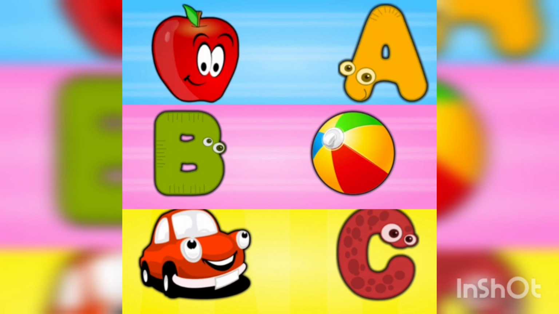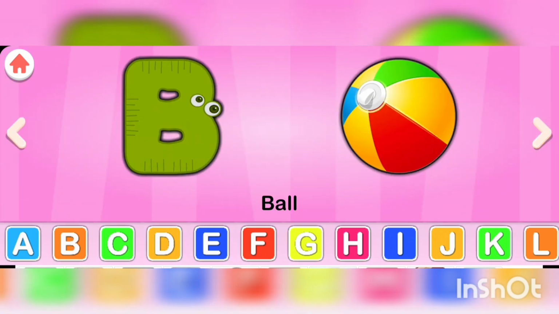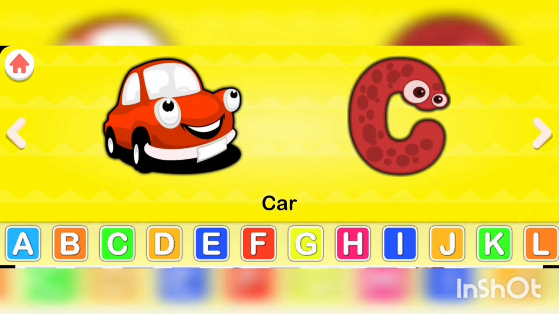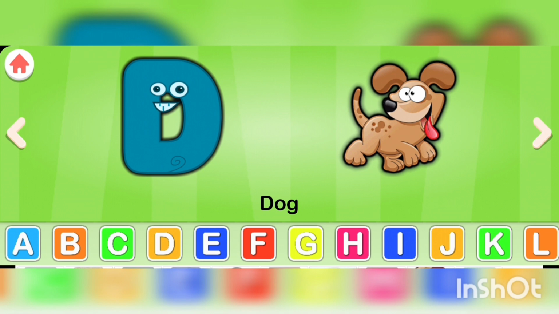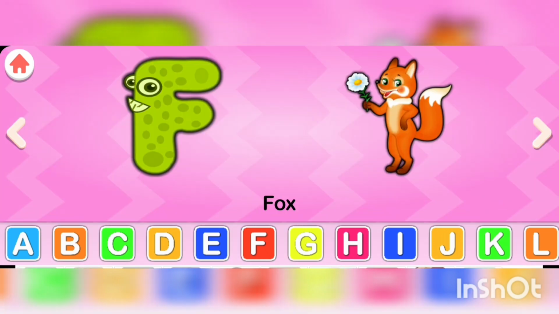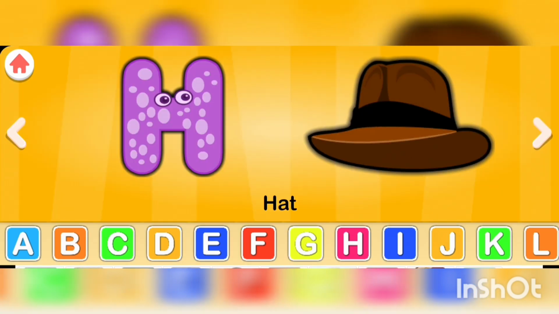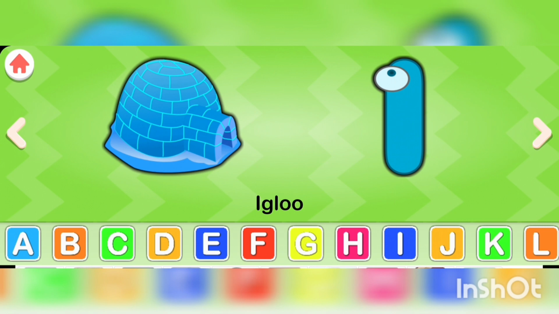Let's repeat again, guys. Apple. B for ball. C for car. D for dog. E for elephant. F for fox. G for God. H for hat. I for igloo.